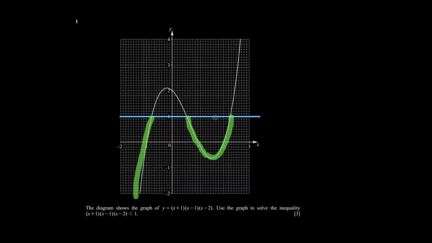Okay, so what x values give us that? Well, we want to find out whatever x value this is. So we can go down like that and read off that x value, and it's going to be everything to the left of that. And we want to find out what this x value is, and this x value there, and it's going to be everything in between.